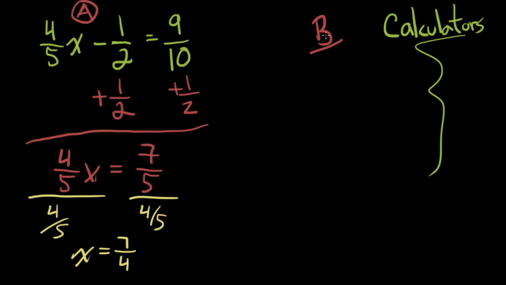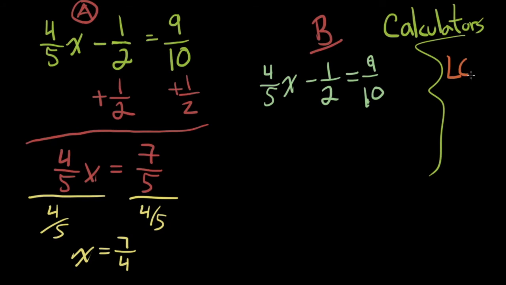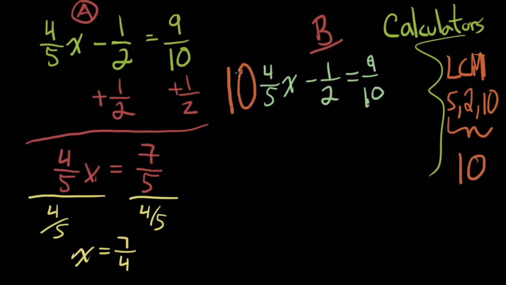Version B. So let's go and get the question again: 4/5 x minus a half equals 9/10. Now, if you want to get rid of fractions, which is sometimes a really good thing to do, you can just multiply everything by the LCM of 5, 2, and 10. Hopefully you can say the LCM of those numbers, this is a pretty easy one, is 10. So how I do it is I write a giant 10 right here.